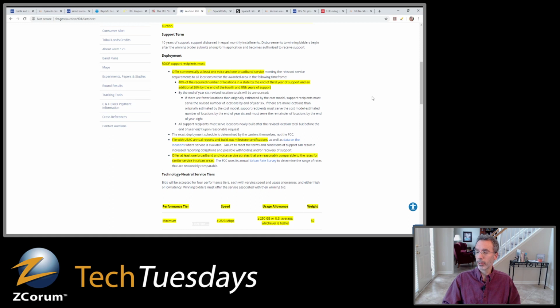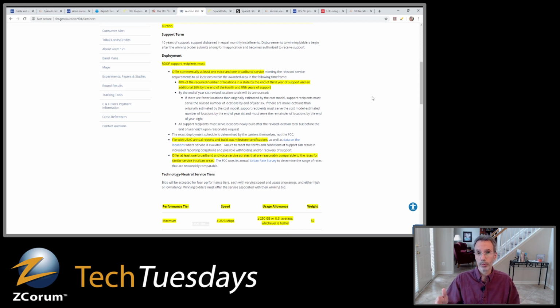I think it was CBRS I was talking about, that spectrum. Is it CBRS or C-band? Now I'm getting confused. I can't remember. One of those, they were saying they would have milestones, but it was just going to be after 10 years. I think it was CBRS. So after 10 years, you had to meet certain milestones. They didn't have anything in the middle.